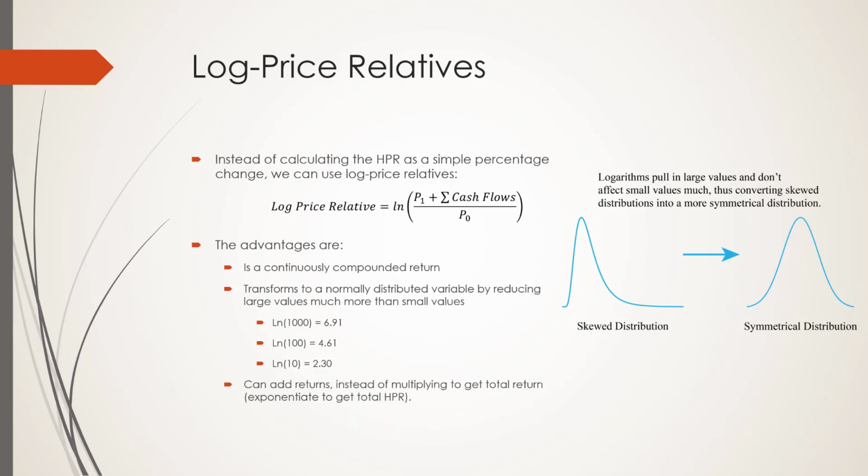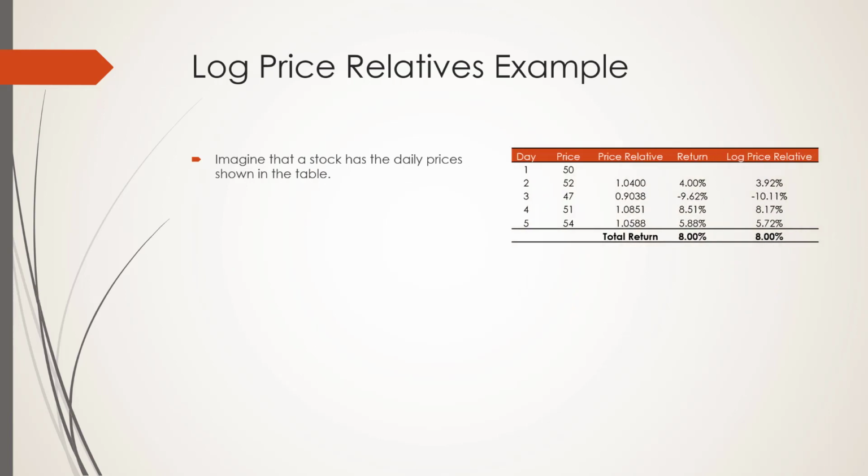Also, another advantage of logs is that they convert the process of multiplication into a process of addition. So instead of adding 1 to returns and multiplying them out, we simply can add the log price relatives to get the total return. In the end, we need to take e to that final number. That's what exponentiate means. We'll see that in a second. But it's a lot easier generally to add than it is to multiply. So let's look at an example.